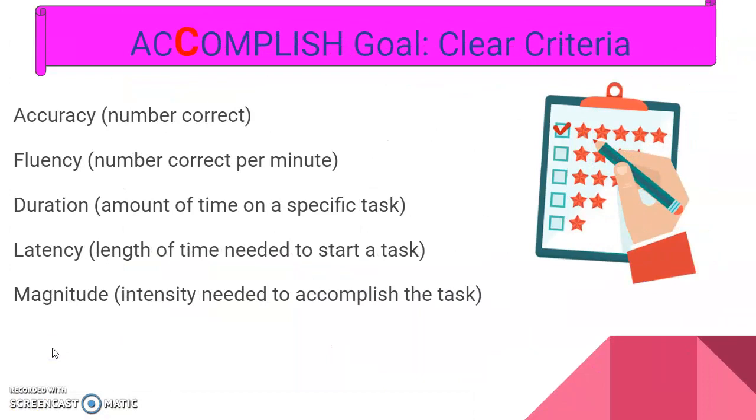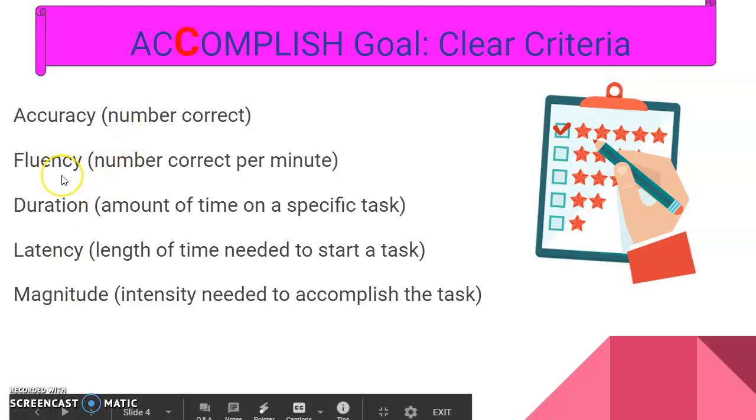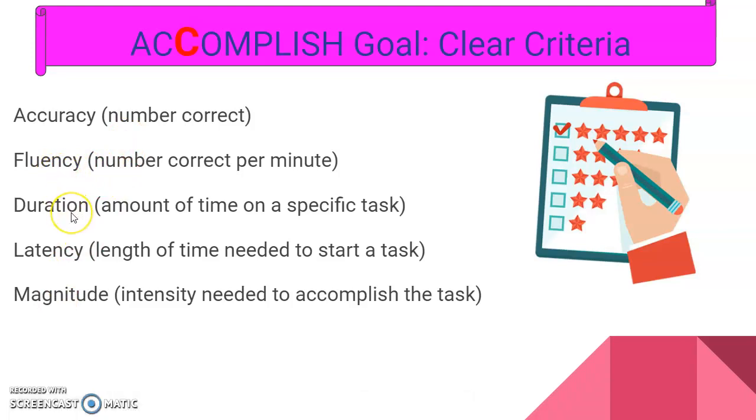Another key component of accomplished goals is the idea of clear criteria. This one probably won't surprise you much, and yet it's important to review that criteria can include the accuracy, which is the number correct, fluency, which is the number correct per minute, duration, the amount of time spent on any specific task. It could also include latency, the length of time needed to get started on a task, as well as magnitude, the intensity needed to accomplish that specific task. It is our job to determine the criteria in order to make sure that our goal is challenging and attainable at the same time.